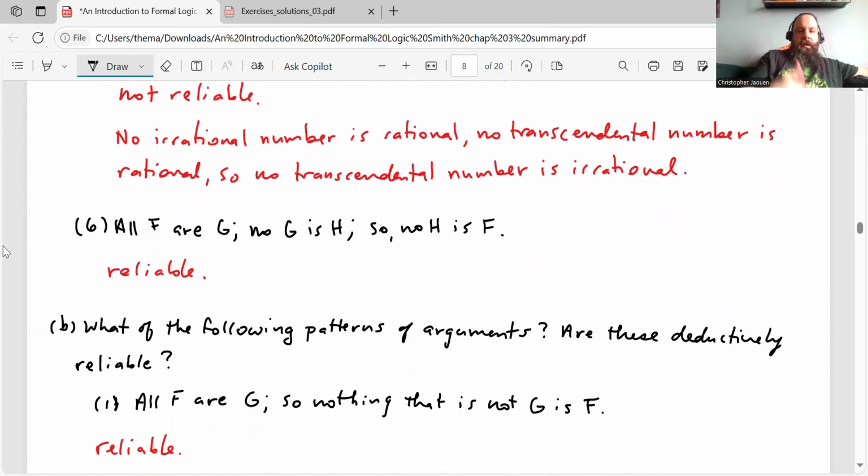All right, and then part six: all F are G, no G is H, so no H is F. That's also a reliable or valid form of inference because, again, all instantiations of that argument are valid, meaning you can't have true premises and a false conclusion.